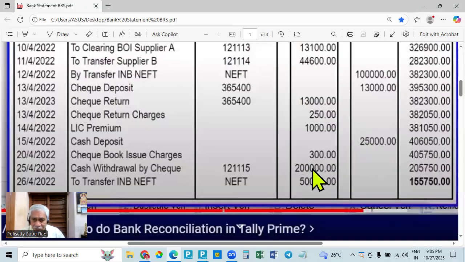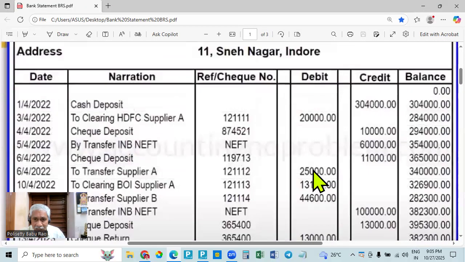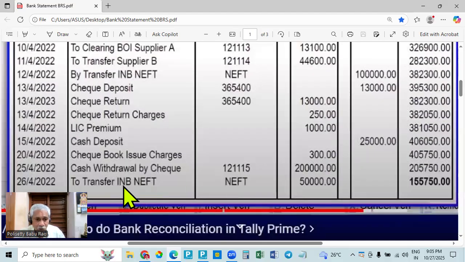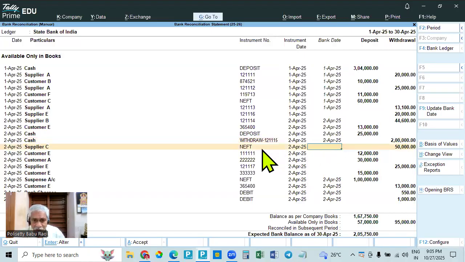And then after the withdrawal, there is one left to pay. The bank account is debited in the bank. In the bank, it is debited. You have to credit. We made the left payment of 50,000. See, 50,000. We made the left payment to supplier C.